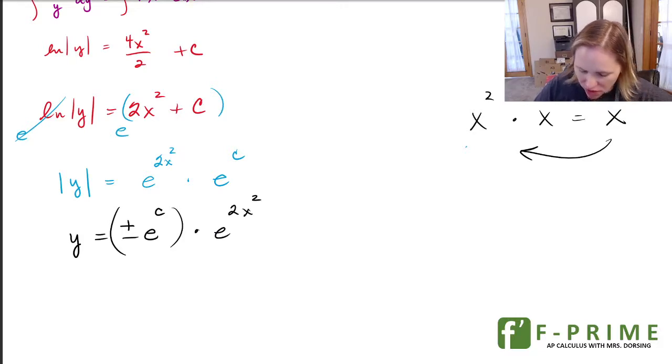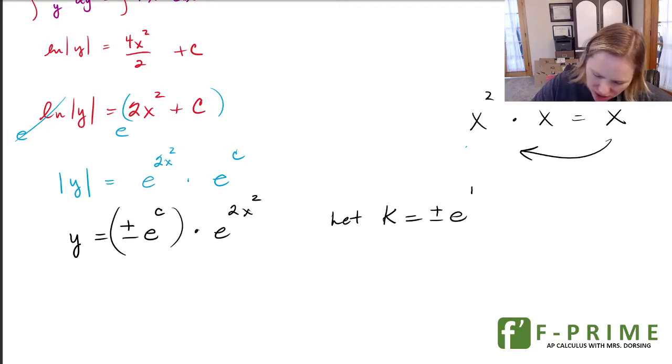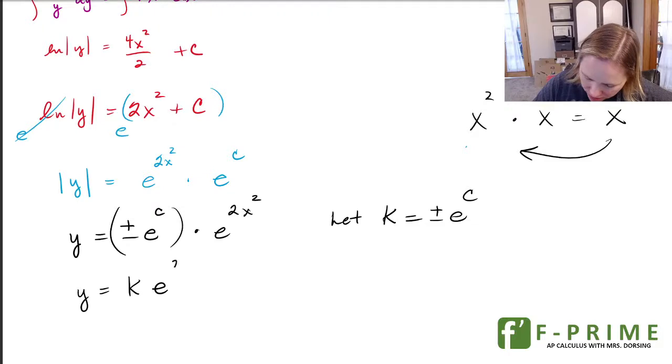Now, here's the deal. I'm going to take this plus or minus e to the c, and if I have to write it a lot, I'm going to give it a new name. Let k equal this plus or minus e to the c power. Sometimes you don't want to write plus or minus e to the c. You can redefine it. As long as you write it down clearly for the AP graders to see, you can redefine it as whatever you want. So I can rewrite this with just the letter k here. Ta-da! That's not so bad.